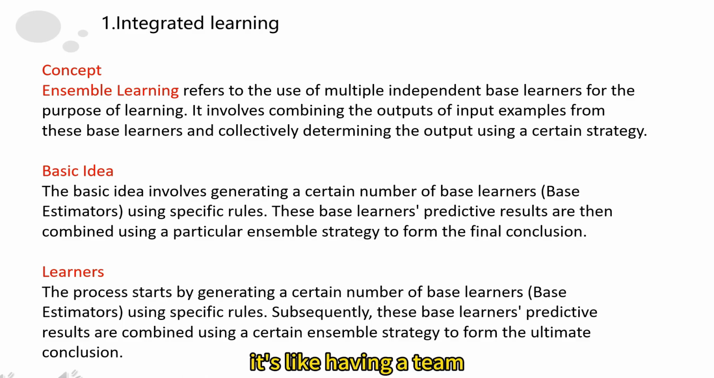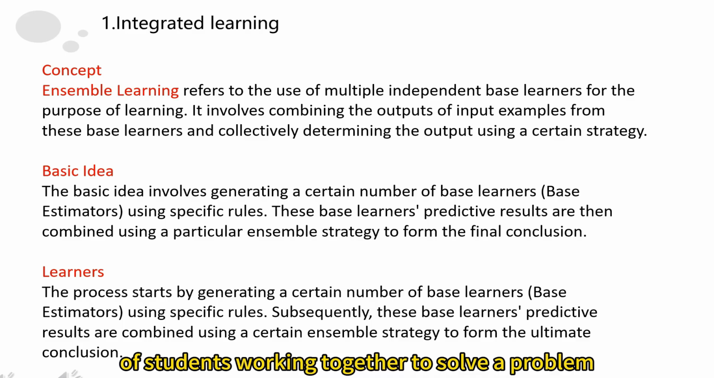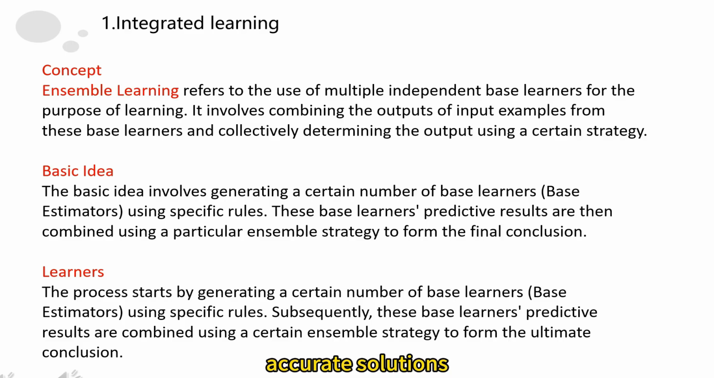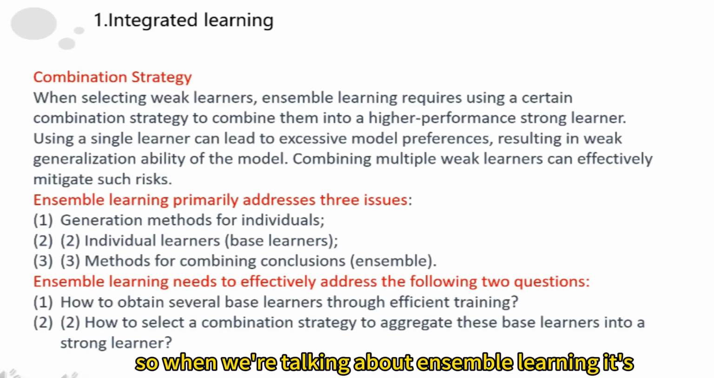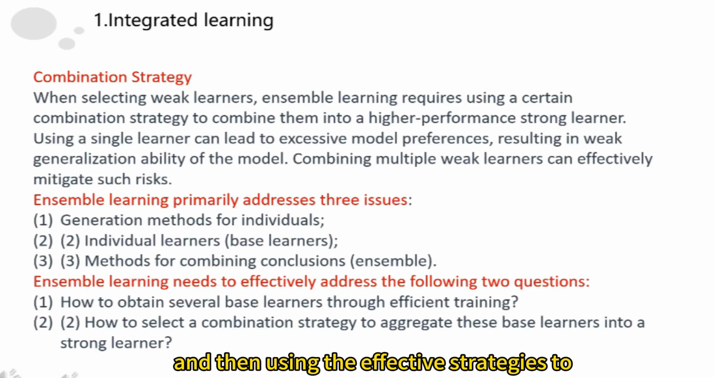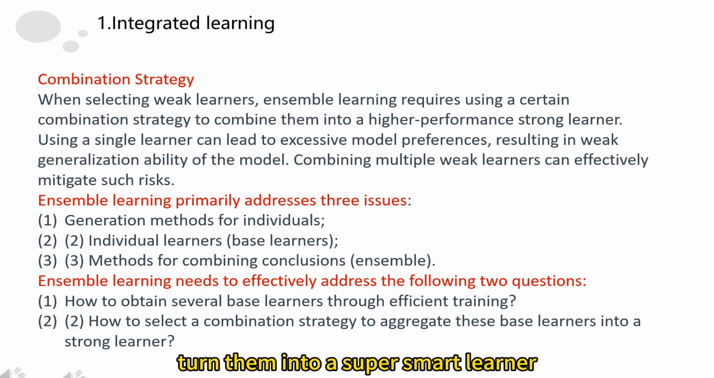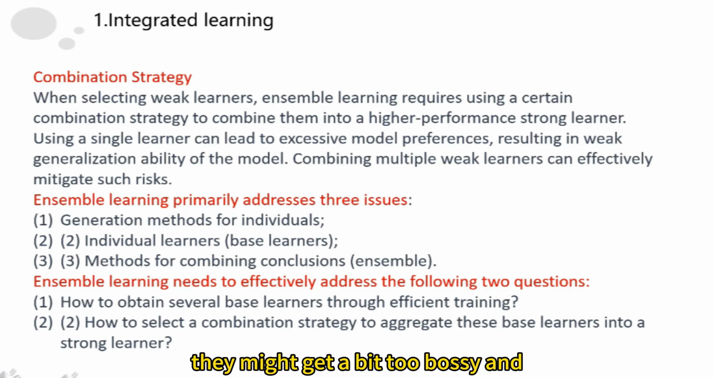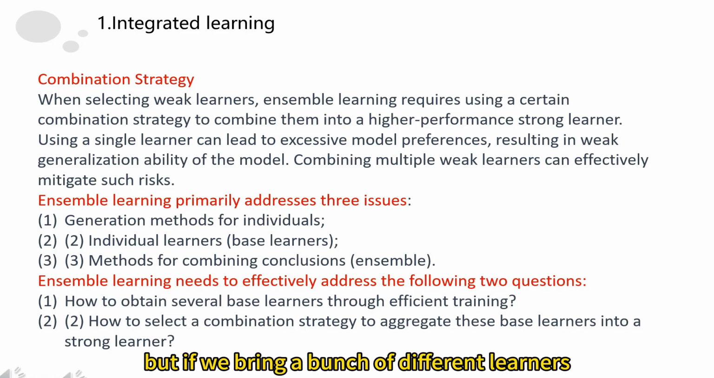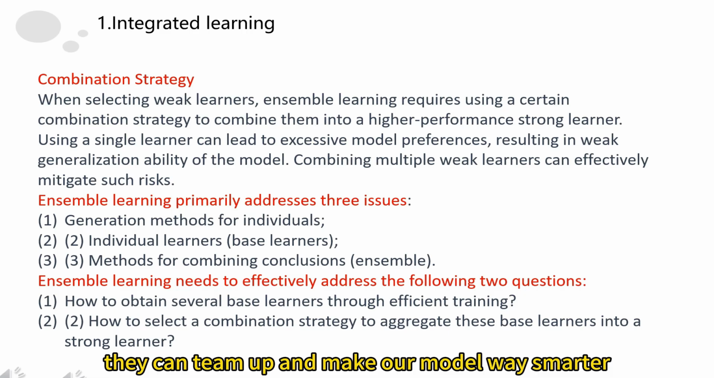It's like having a team of students working together to solve a problem, and their combined effort often leads to more accurate solutions. So, when we're talking about ensemble learning, it's all about picking the right team of learners and then using effective strategies to turn them into a super smart learner. If we rely on just one learner, they might get a bit too bossy and make the model not so good at handling new data. But if we bring a bunch of different learners, they can team up and make our model way smarter.